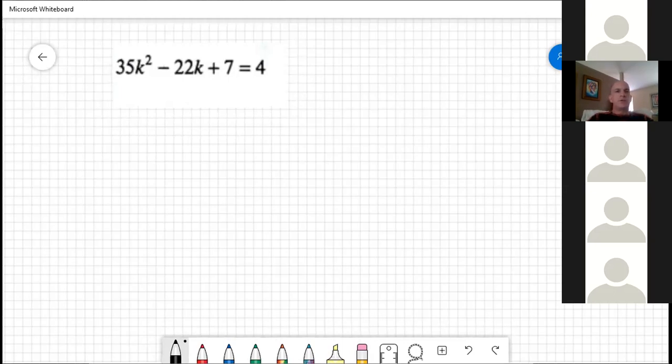So we're going to need to get this equal to 0 first. So we're going to subtract 4 from both sides. So we're going to subtract the 4 from there.